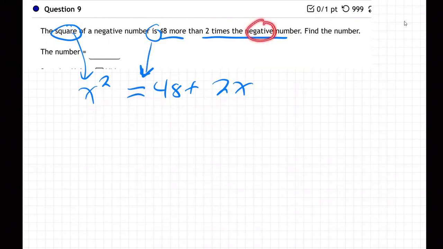Now you think, yeah, but it keeps saying negative number. Yeah, we'll get to that. That means in the end, the answer has got to be negative. So if we end up with two answers where one's positive, one's negative, we're only going to keep the negative one.